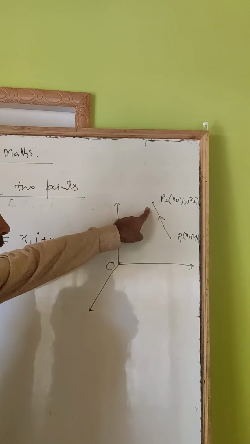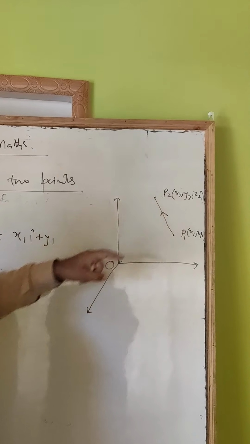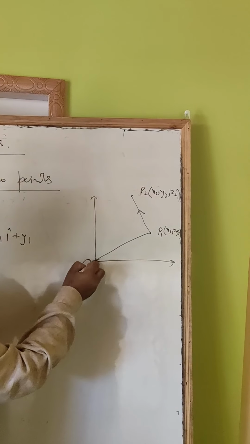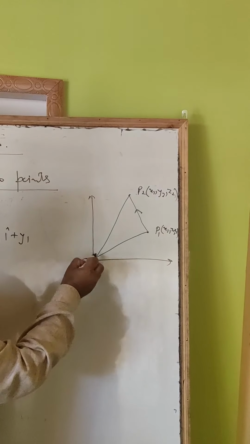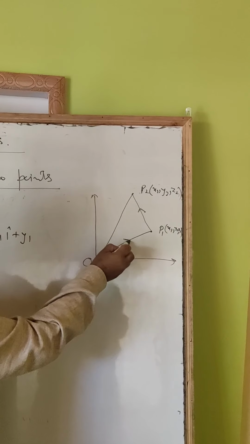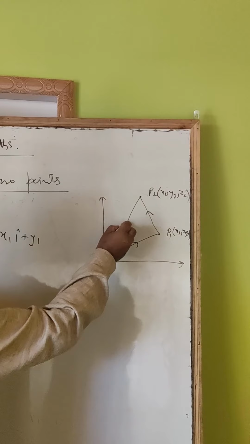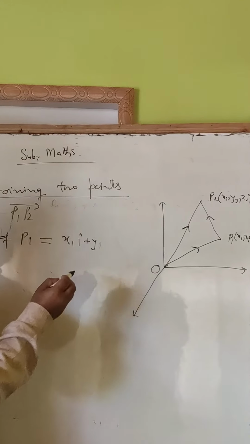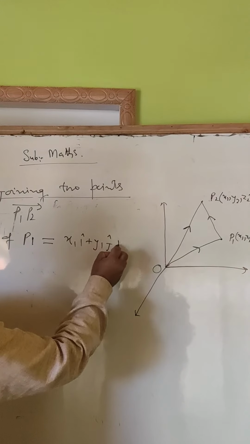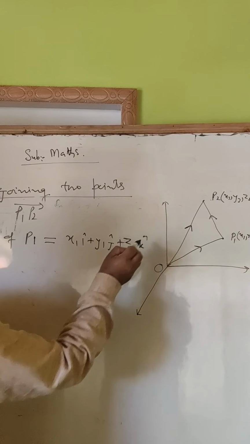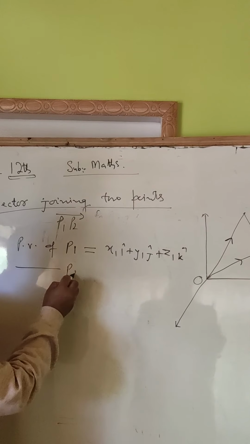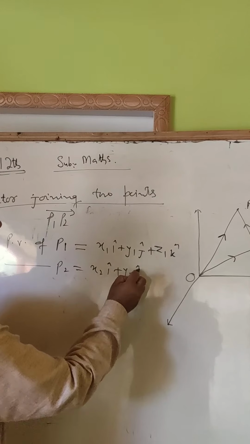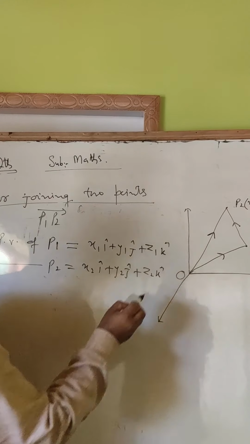P1 and P2 are the 2 points. P1 P2 is the vector which joins P1 and P2. We join P1 with the origin. We join P2 with the origin. Here OP1 is a vector, OP2 is a vector. Now the position vector of P1 with respect to the origin is x1i plus y1j plus z1k. And position vector of P2 is equal to x2i plus y2j plus z2k.